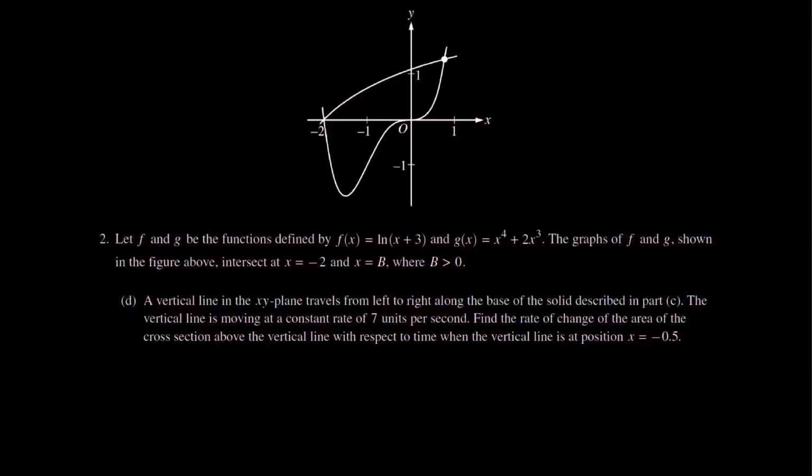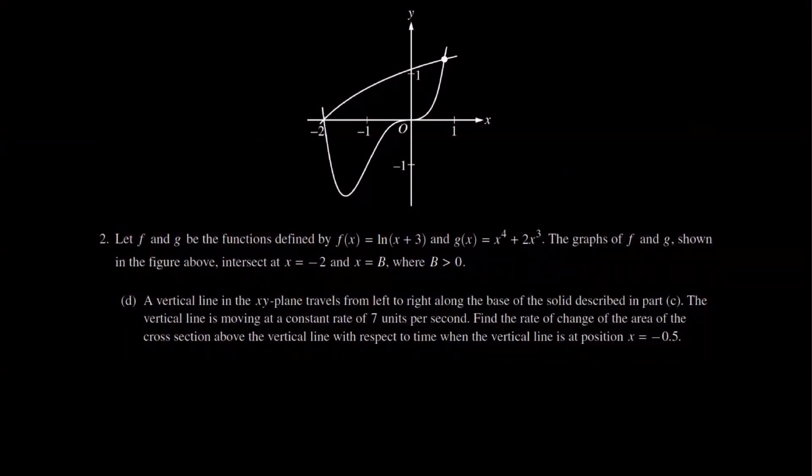In this question, we are given that a vertical line in the xy plane travels from left to right along the base of the solid described in the previous part, in part C. And this vertical line is moving at a constant rate of 7 units per second. And we need to find the rate of change of the area of the cross-section above the vertical line with respect to time, when the vertical line is at position x equals -0.5.